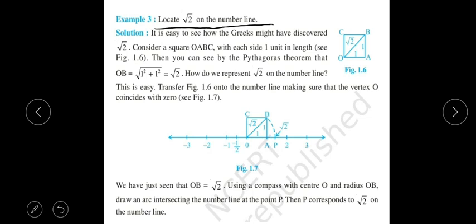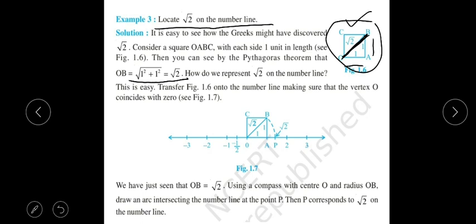Now we know that if we draw a square of unit side, that means 1 unit, and this is also 1 unit, and if we join O and B, the diagonal, then by Pythagoras theorem, the length of the diagonal would be root of 1 square plus 1 square, that is root 2. Now using this as a base, we will draw root 2 on the number line.